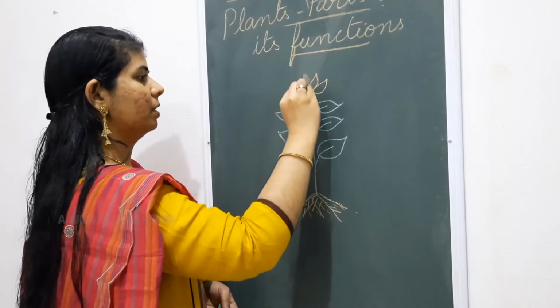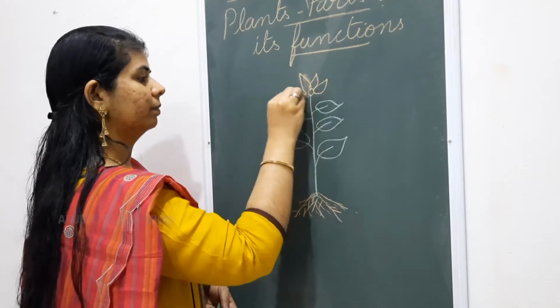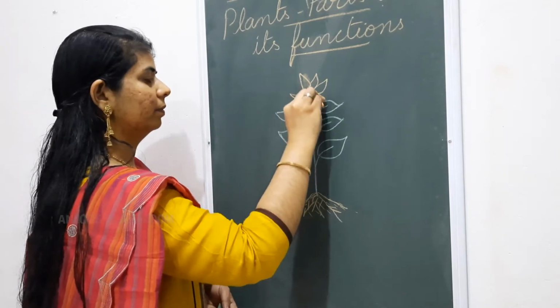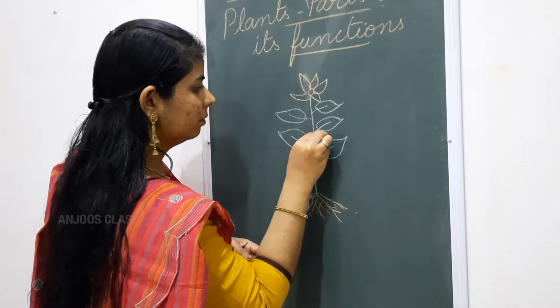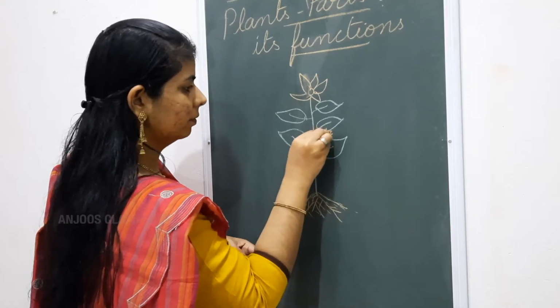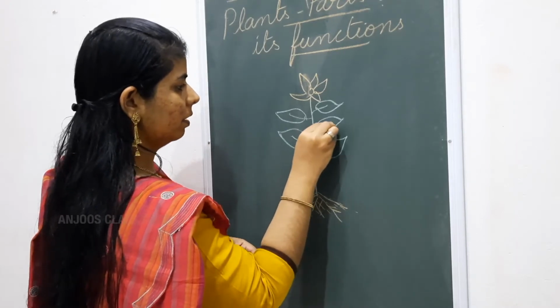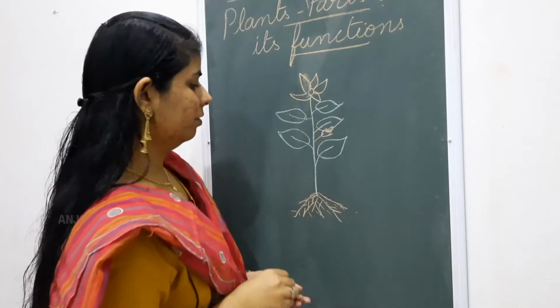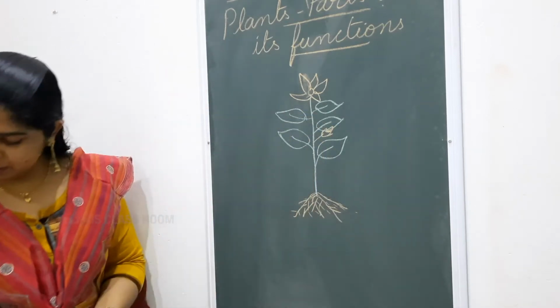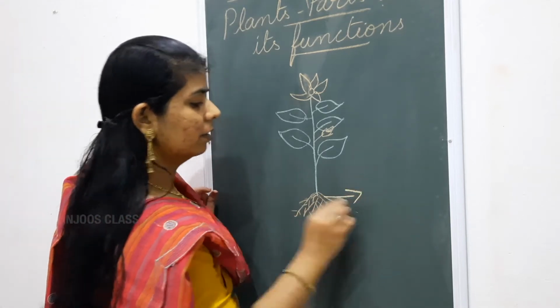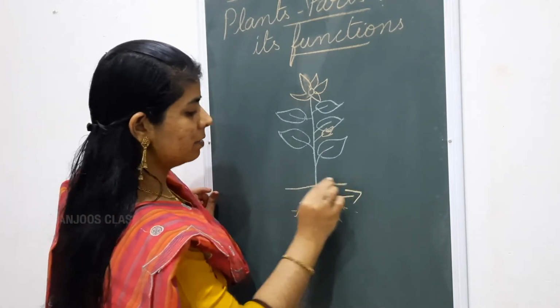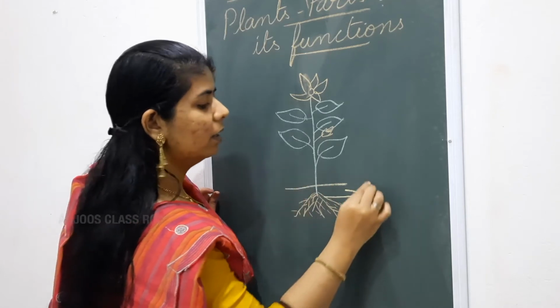Flower shapes are going. Then here I'll draw the bud. Bud. Yes, enough. So now we can name the different parts. What's that? This one is below the soil. That part is the root.